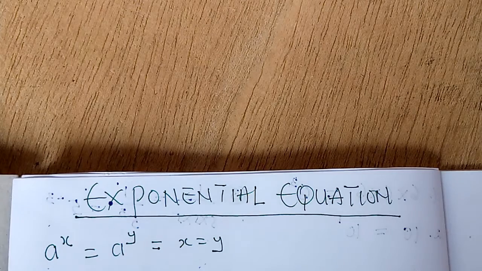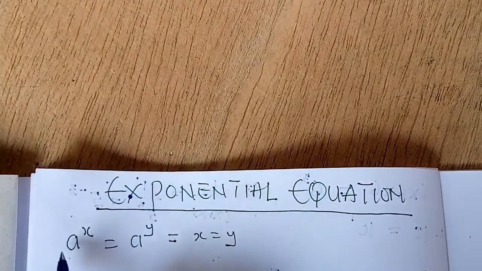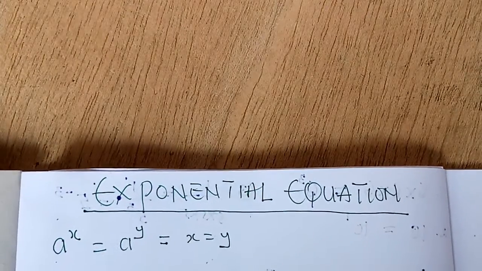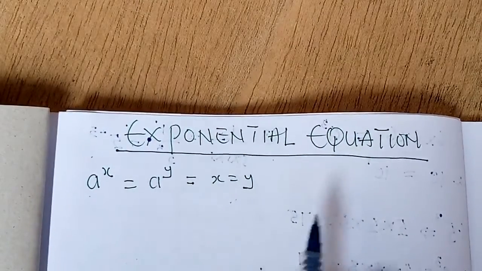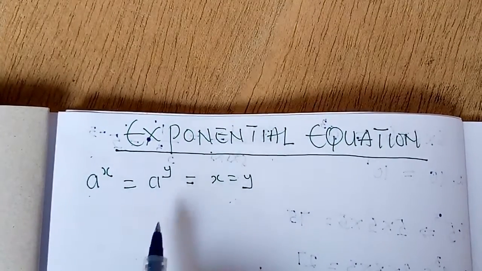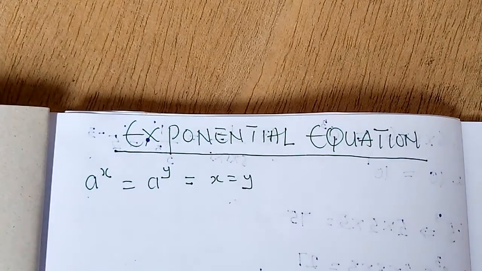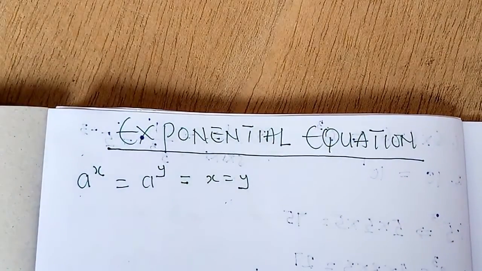Alright, this is Richmond, and in this tutorial I'll be taking you through exponential equations. With exponential equations, all that I want you to know is that when we have an expression like a raised to the power x equal to a raised to the power y, the bases are the same. That is a, and a is also here. So when the bases are the same, we equate the exponents. We can now say that x is equal to y because the bases are the same.